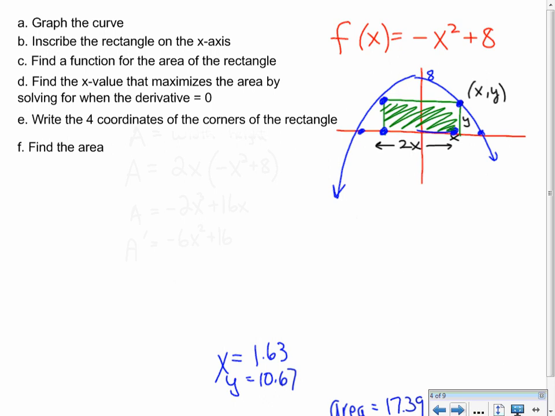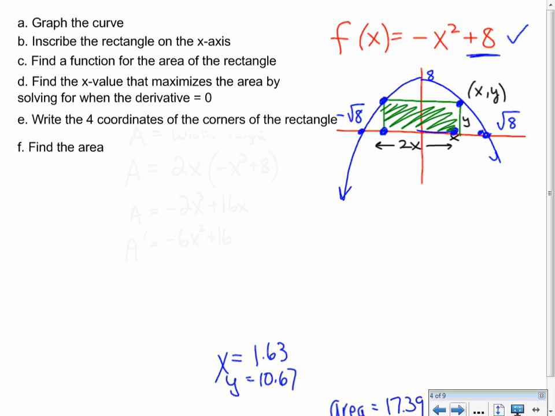Here's the problem: negative x squared plus 8. I've already started it off. The parabola is facing downward because it's negative x squared, going through 8. The coordinates where it crosses the x-axis aren't really necessary here, but it crosses at the square root of 8 and at the negative square root of 8, which is a little less than 3, at 2 point something, like 2.8 or so. And we have our green rectangle underneath.